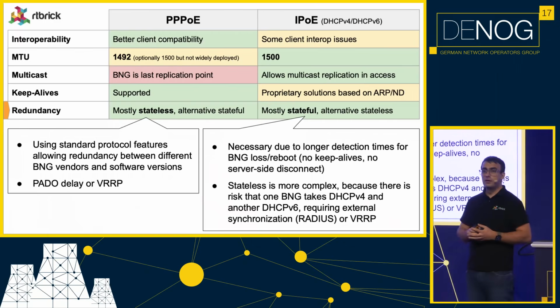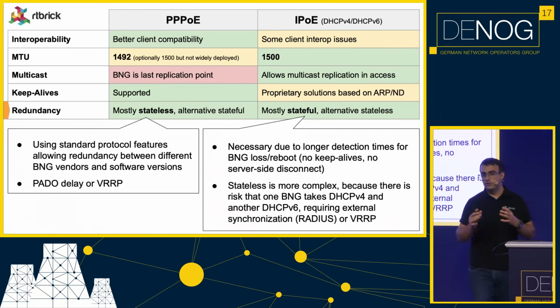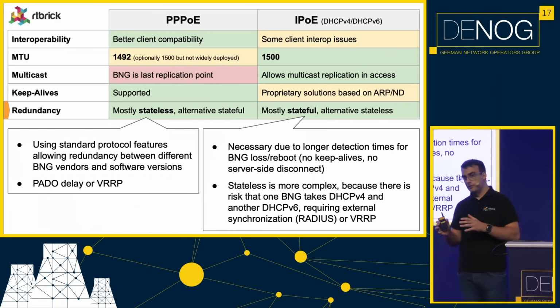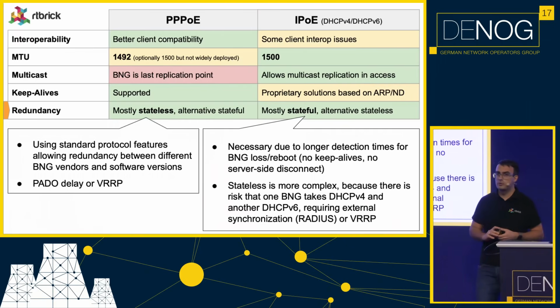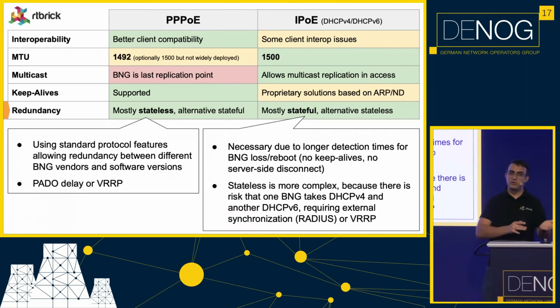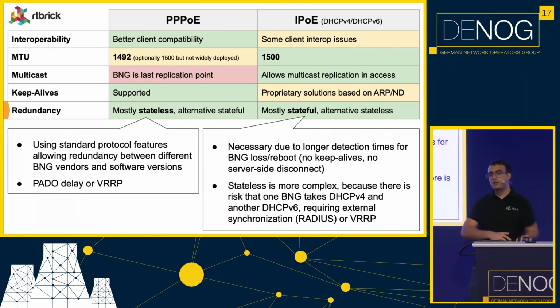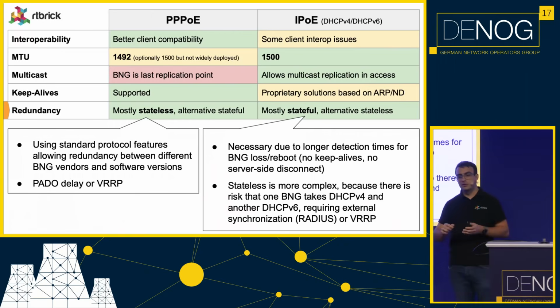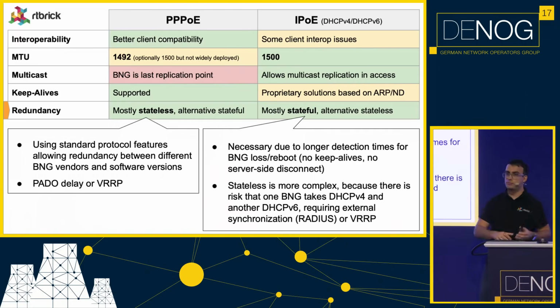Therefore, in IPoE deployments, if you see redundancy, very likely they use stateful redundancy, which means you have two BNGs with a synchronization protocol between them, which is normally proprietary because there is no standard for this. You need two BNGs from the same vendor with compatible software versions, and then you can replicate your actual state between the two BNGs, and if there's an outage, the other BNG can take over. This has the advantage that the downtime is shorter, maybe a few seconds, compared to, let's say, 90 seconds in PPPoE, depending on your keep alive interval.